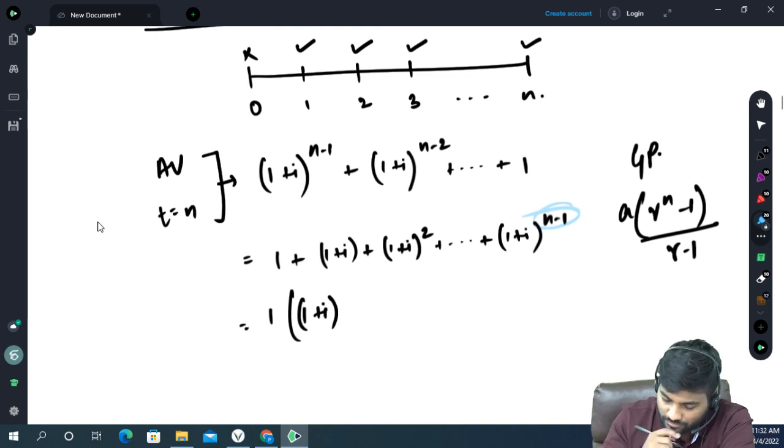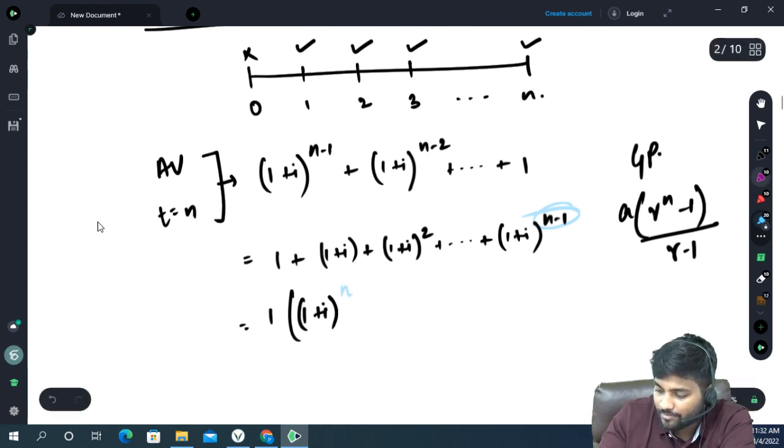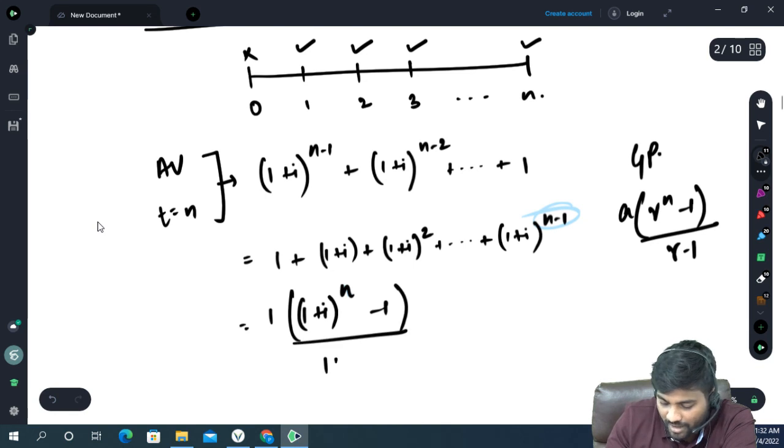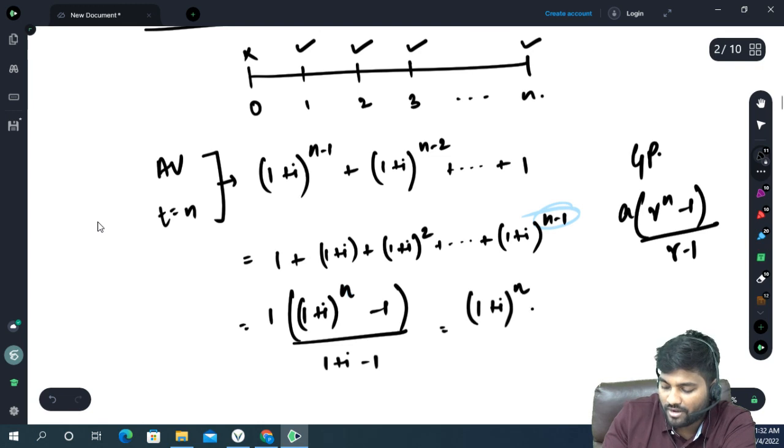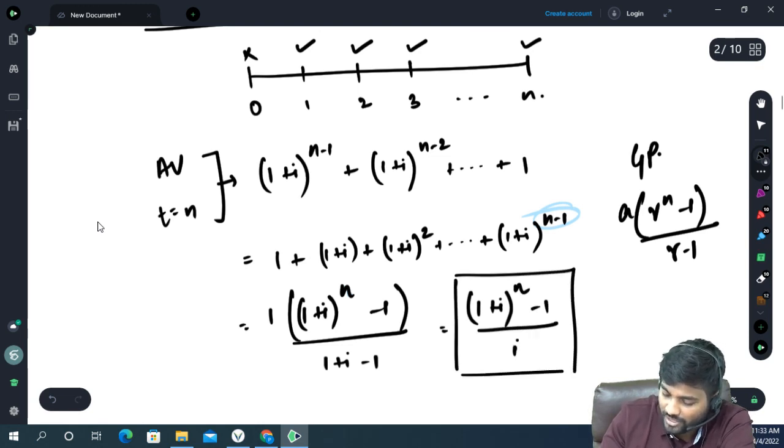So a is 1, common ratio r is 1 plus i. R to the power n minus 1 by r minus 1. So 1 plus i to the power n minus 1 by i. Okay.